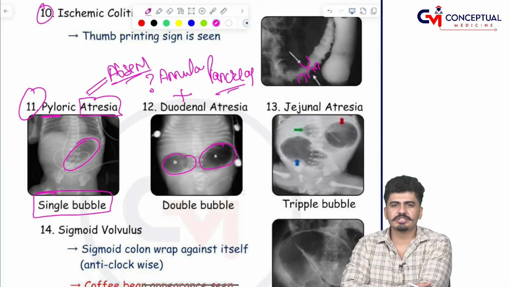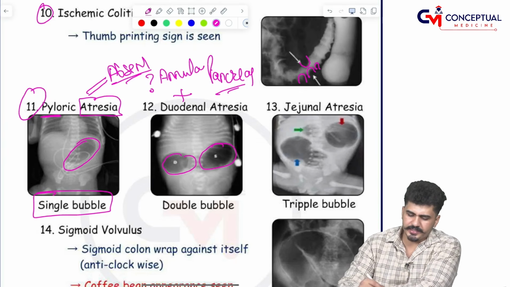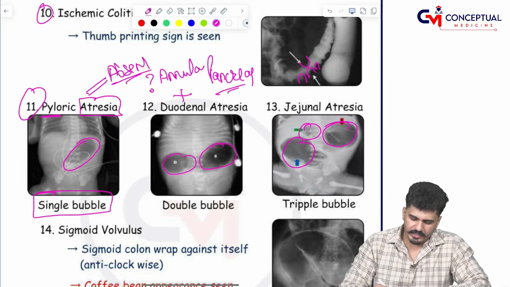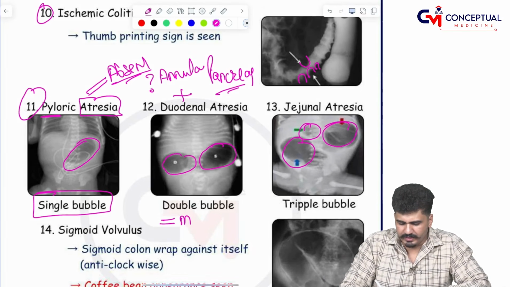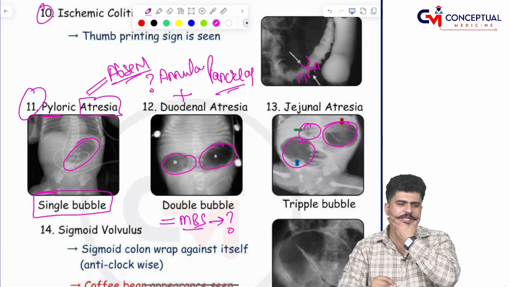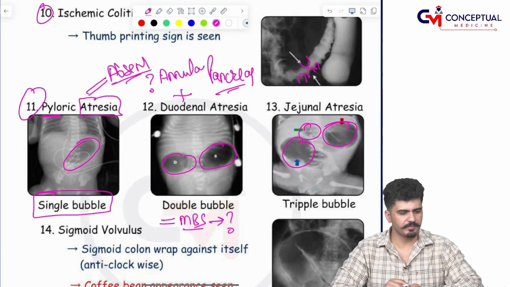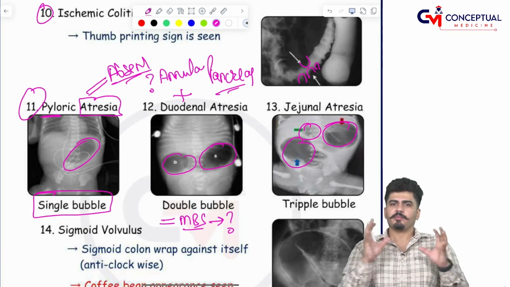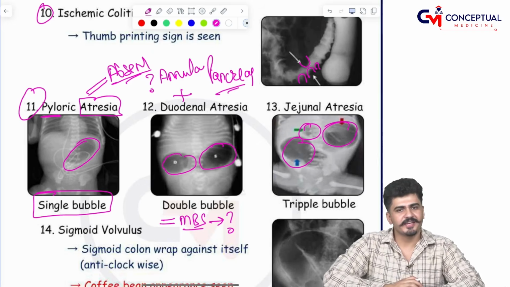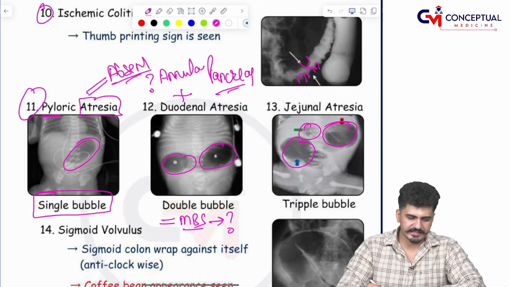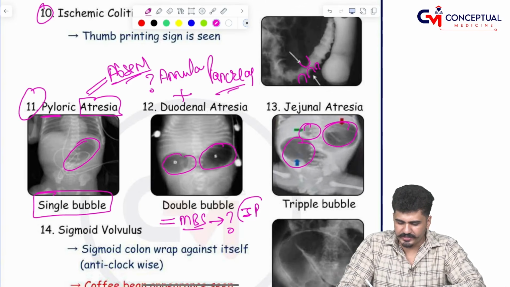Then coming to jejunal atresia, you are going to see the triple bubble sign. Now, can you tell me in which condition you are going to see the multiple bubble sign? Yes, you know the answer. The multiple bubble sign is seen in intestinal perforation.